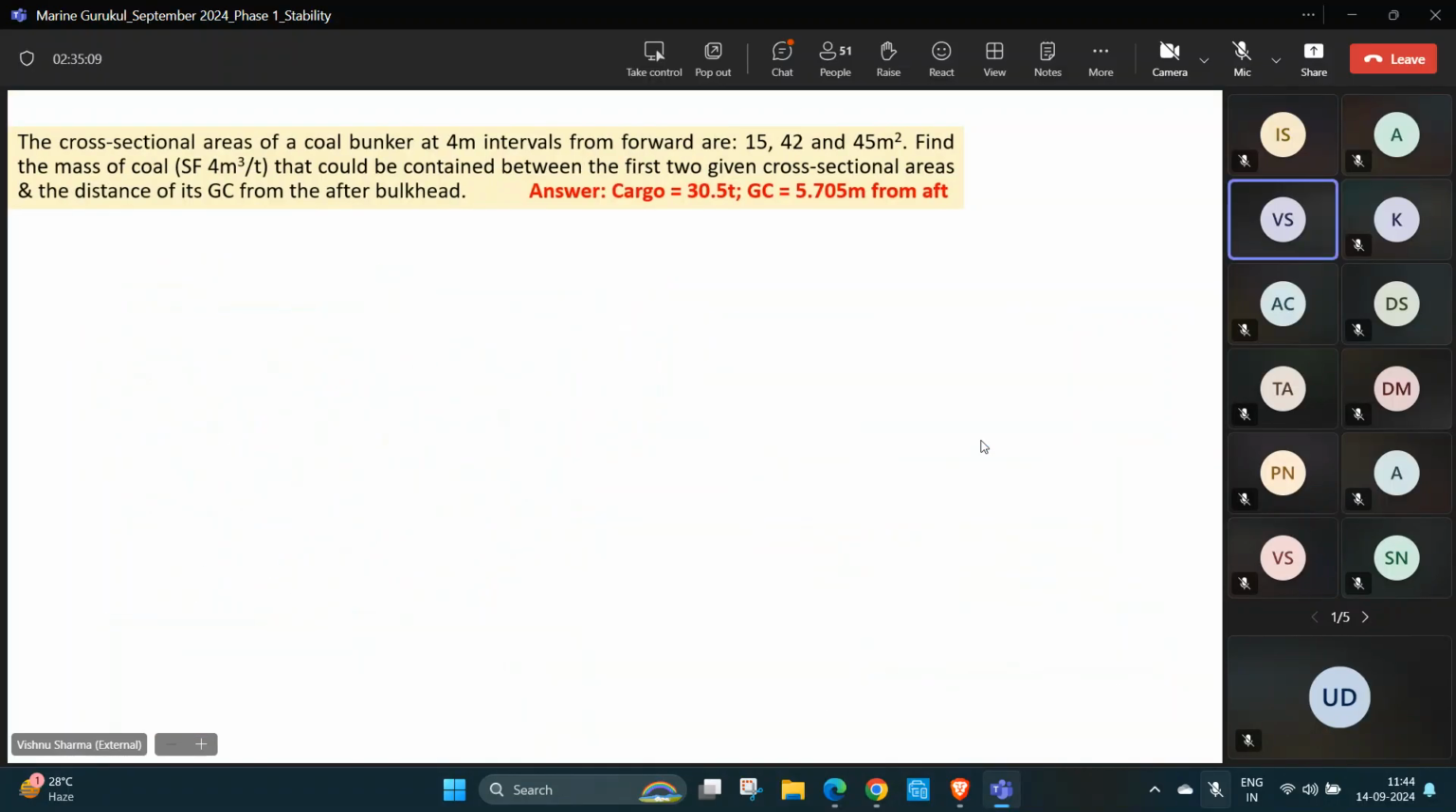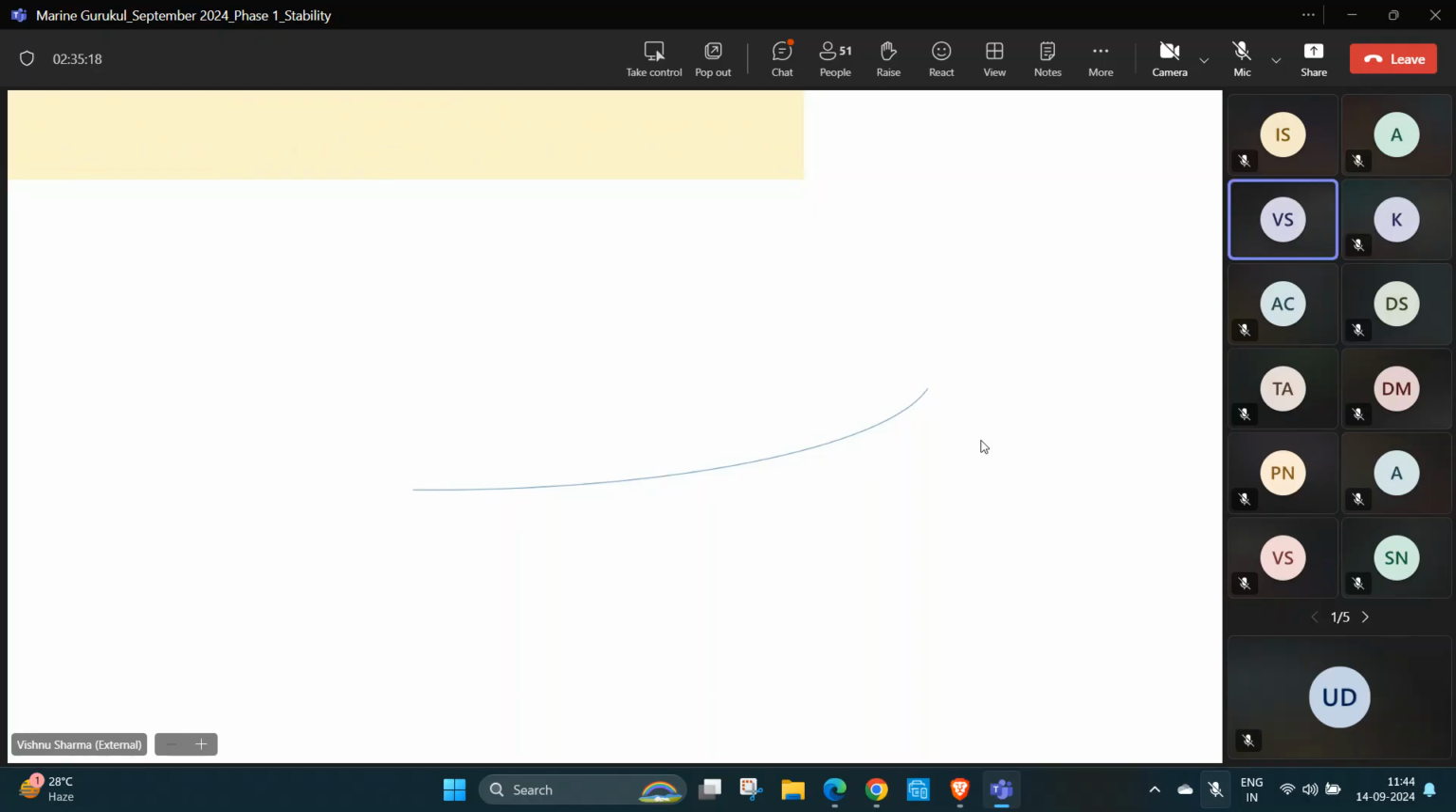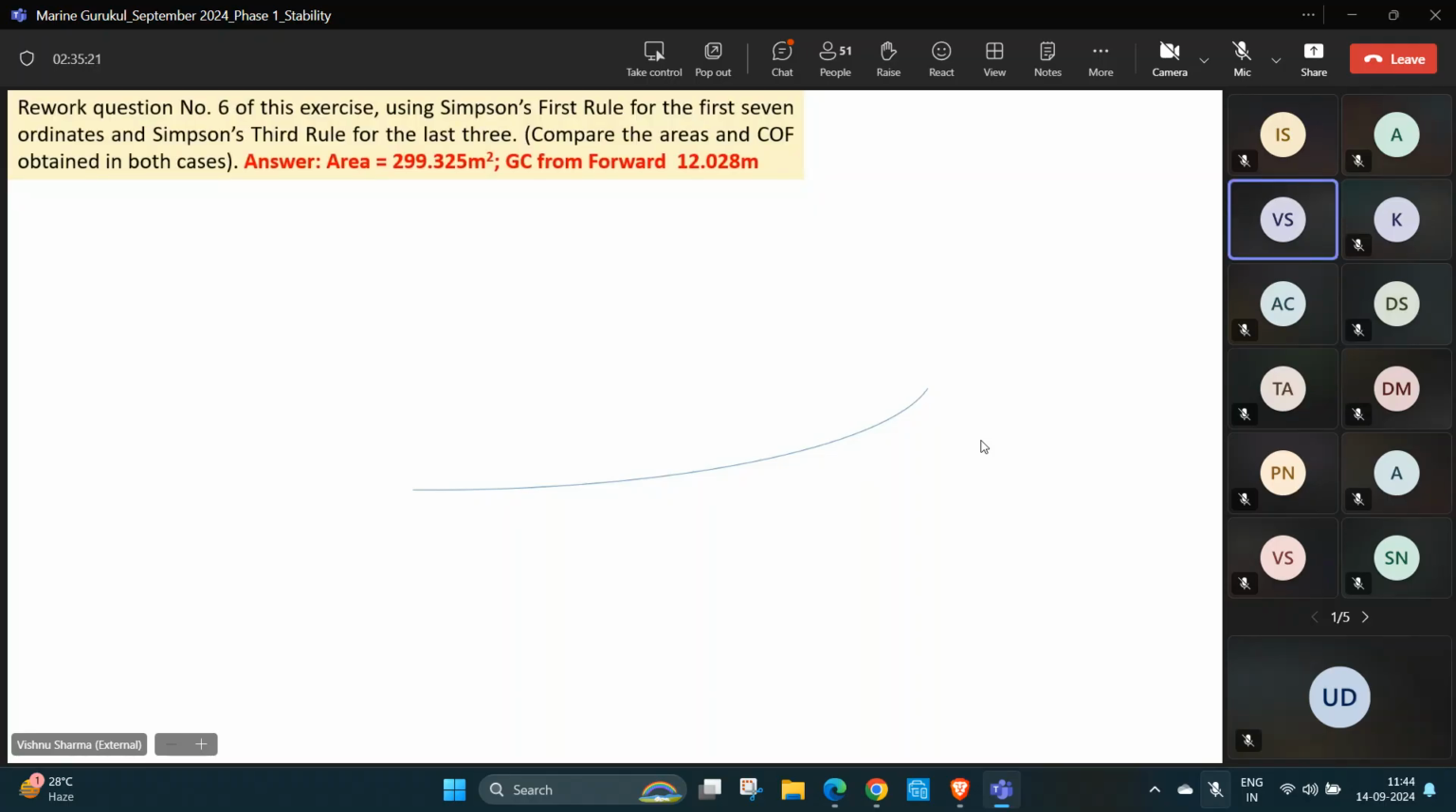The cross-sectional area of a coal bunker. This is the same, this is what we have done. Okay, this is the question. Rework question number 6 of this exercise using Simpson's first rule for first 7 ordinates. So he's changed the configuration. Question is same. He wants you to calculate using combination of rule 1 for first 7 ordinates and rule 3 for the remaining. Compare the answer with what you got earlier is the question.